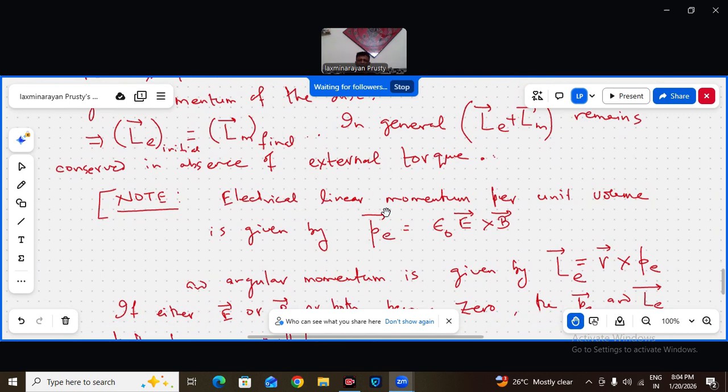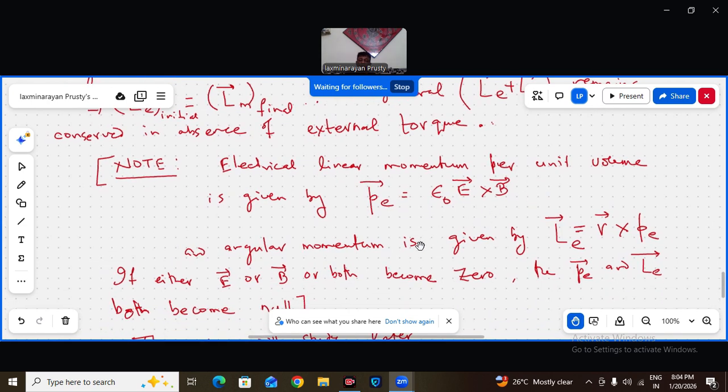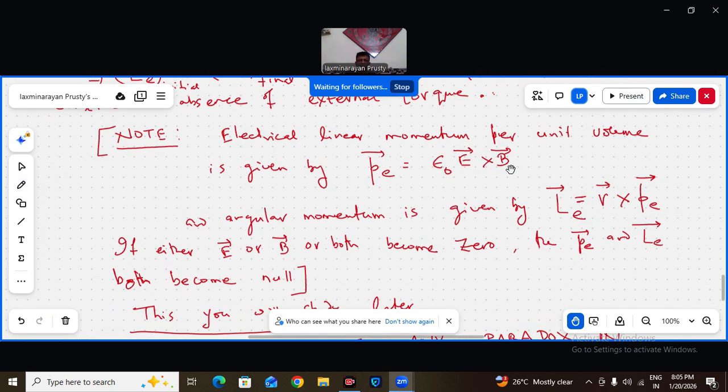Note, the electrical linear momentum per unit volume is given by epsilon naught E bar cross B bar, and the angular momentum Le bar is R bar cross Pe bar, as you all must be knowing. R cross P is the angular momentum. So if either E or B, any one of them, becomes 0 or both become 0, then Pe and Le both become 0.